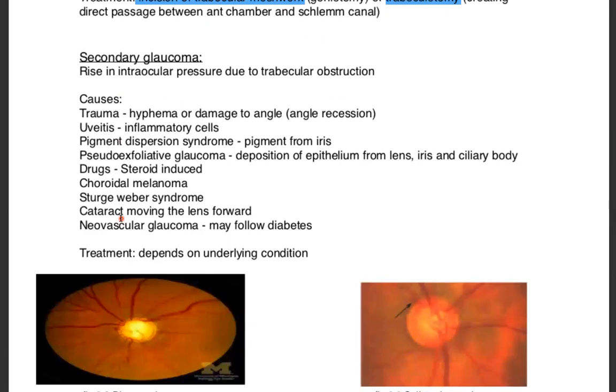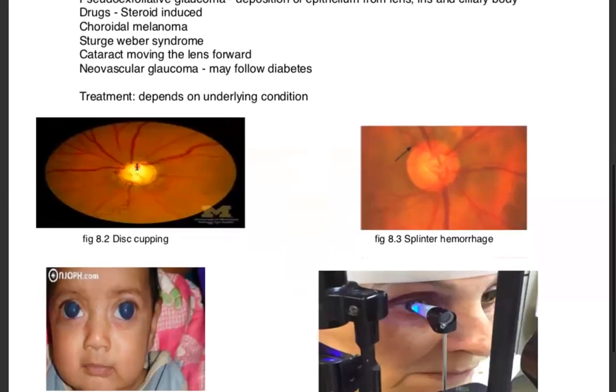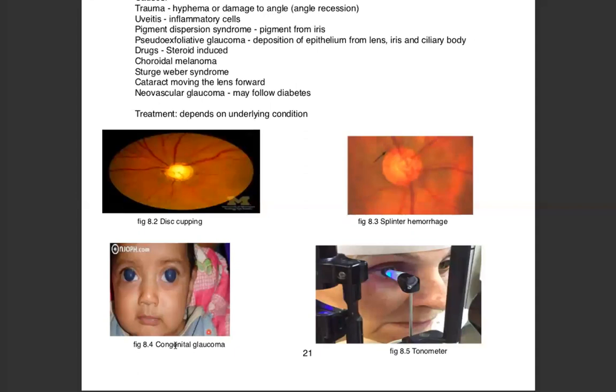another disease. So there are a lot of diseases that can cause secondary glaucoma or secondary angle closure glaucoma. A lot of the causes here are written. You just gotta go through them quickly to be familiar with it. Don't worry about it too much. Okay? This is congenital glaucoma.